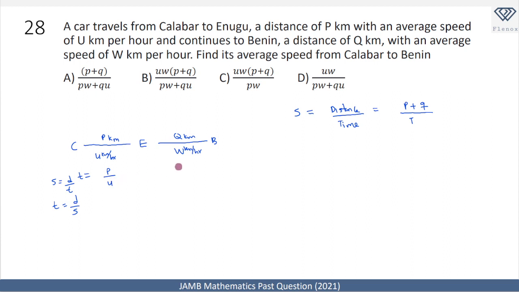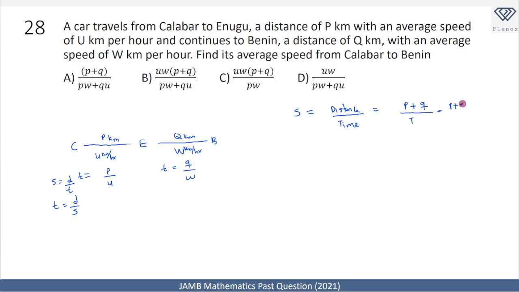P over U. Now what is the time it takes to move from Enugu to Benin? Again, it's going to be distance, which is Q in this case, and the speed, which is W. So now I know the time it takes to move from Calabar to Enugu, and I know the time it takes to move from Enugu to Benin.